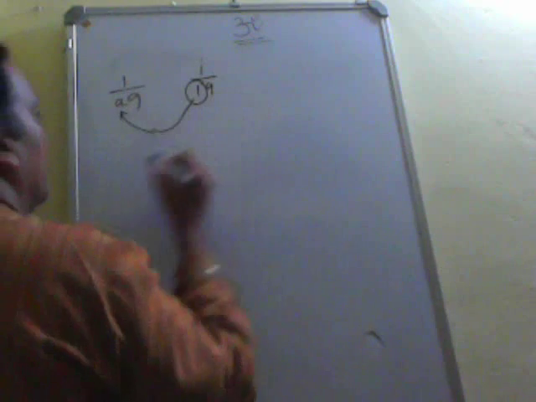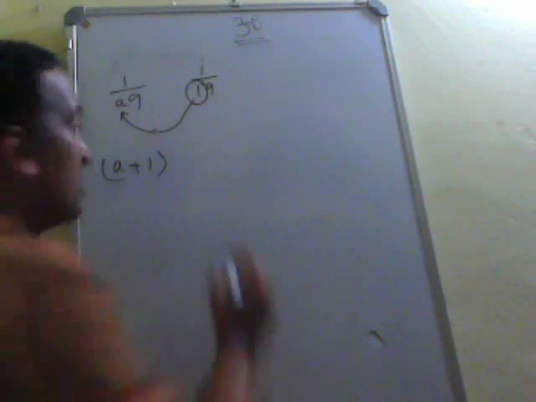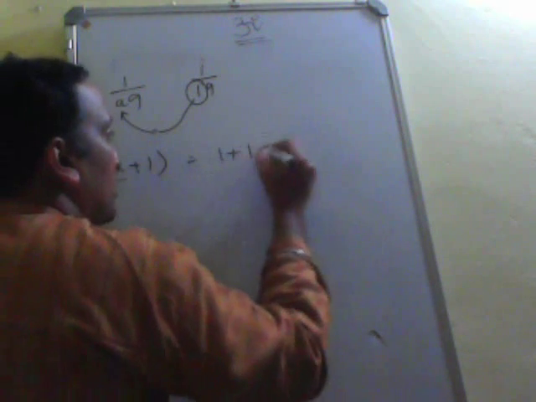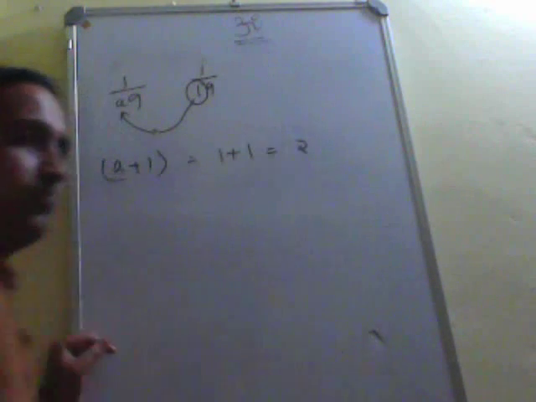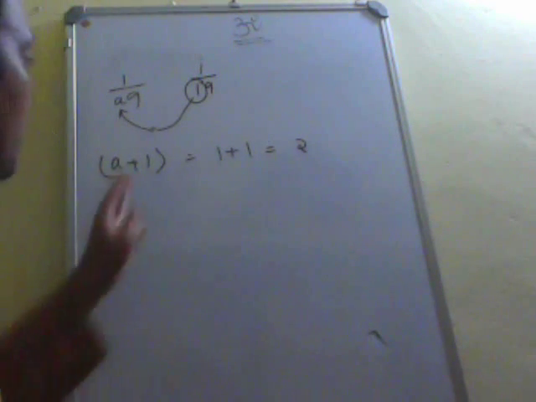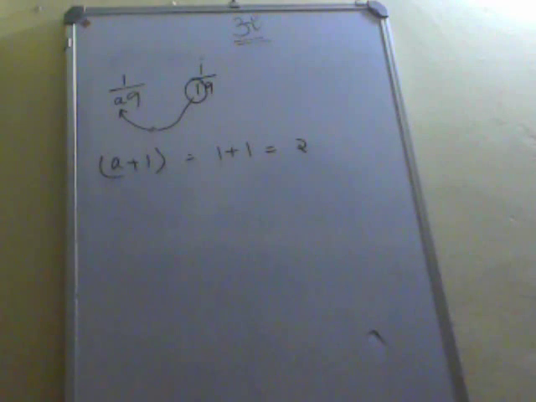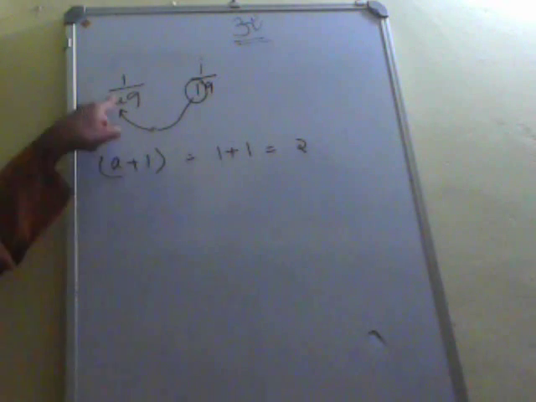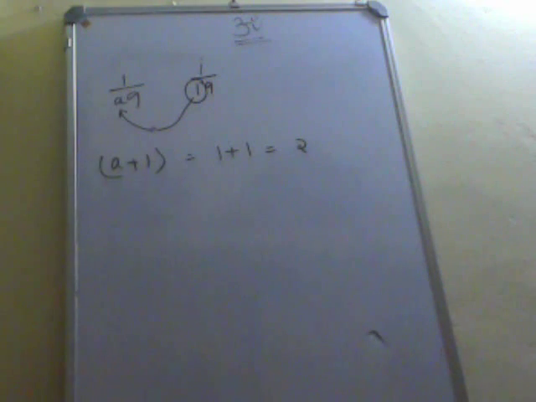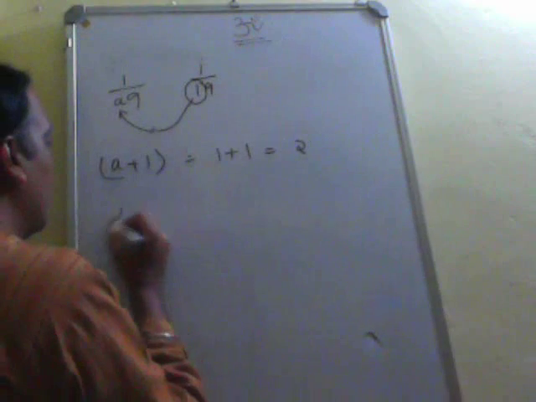A is 1. So a plus 1 is what you have to use, which in this case is 1 plus 1. If it was 29, it would be 2 plus 1, 3. Always we add 1 to this leftmost digit a. Okay, so now I will take 1 by 20.